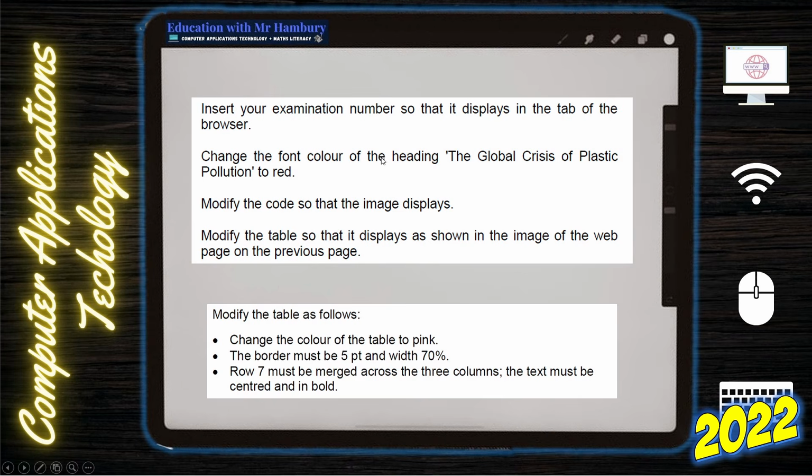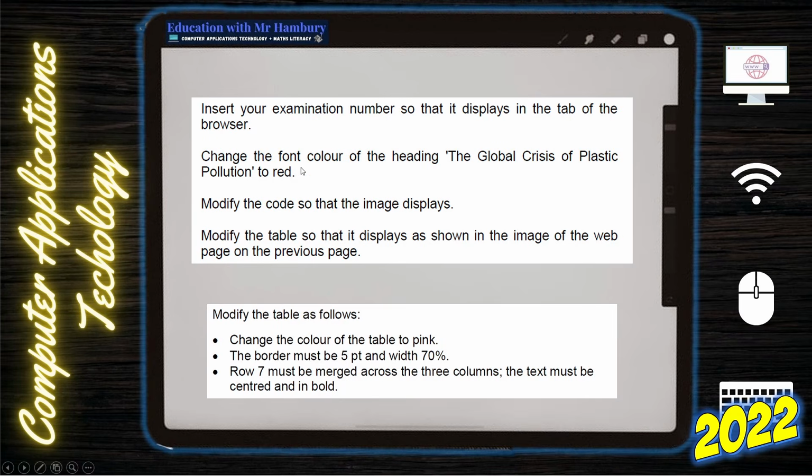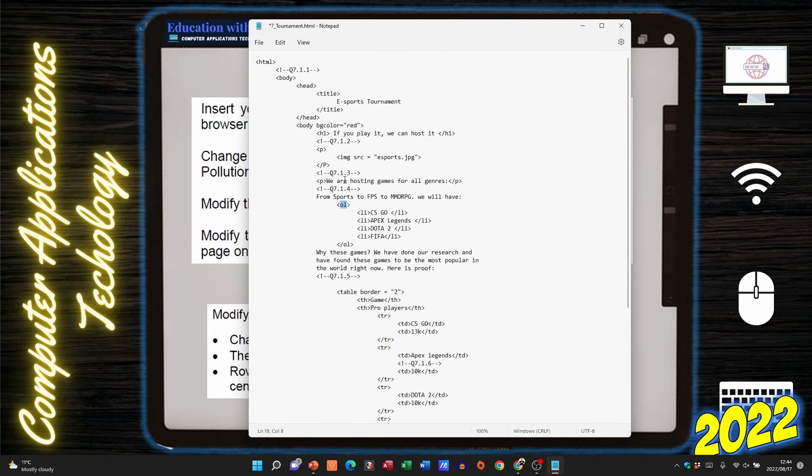Then let's see some of the other questions that come up. Insert your examination number. So it comes up in the tab, and remember, if we put it in here as the title, that is what will come up on the tab itself. Change the font color of the heading, so that will be of our heading section or of our heading itself over here.